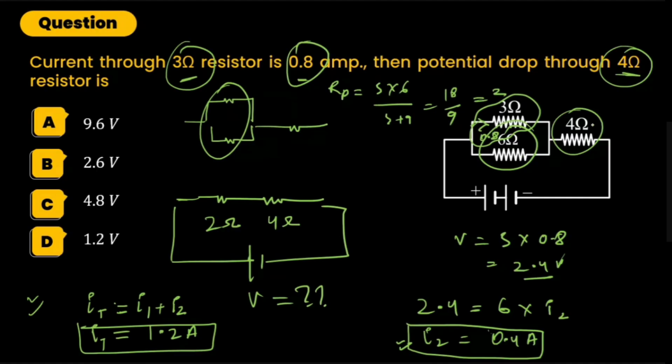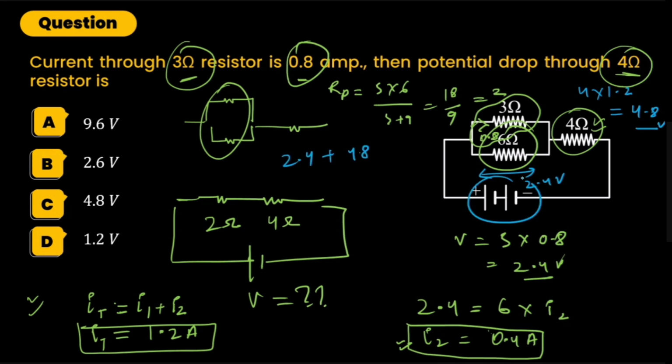Now we can find out the potential across the 4 ohm resistor. The potential across the 4 ohm resistor is going to be 4 times 1.2, which is 4.8 volt only. Whereas the potential across here is 2.4 volt. We'll add these two values and we'll get the potential of the battery, which is 7.2.